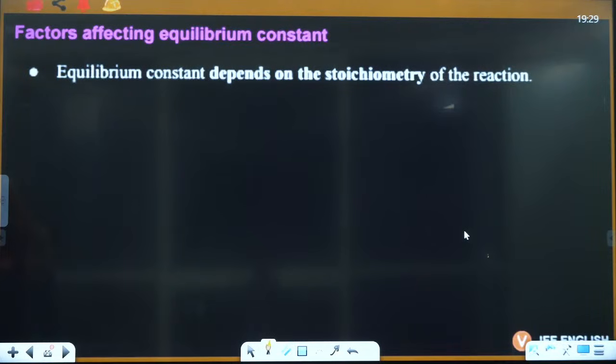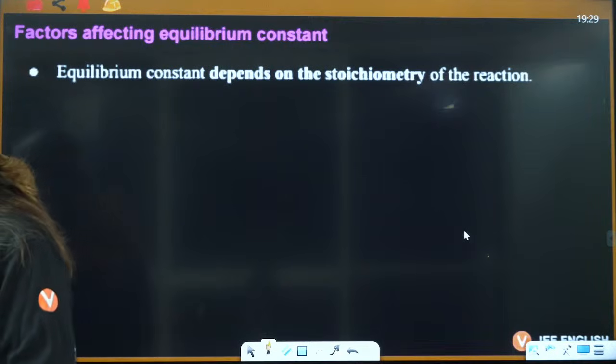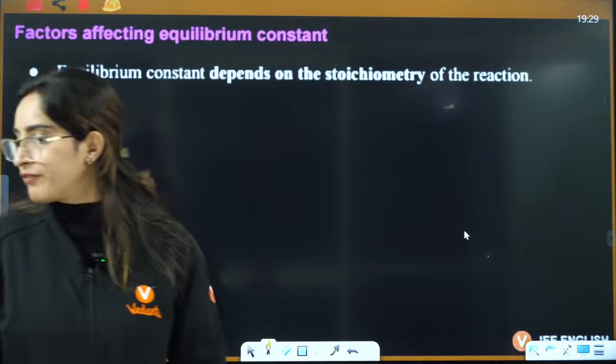At constant averaging, constant Kc is this. A plus B, if take 2 moles. This is the proper question you are giving me. Shayan, is it a proper question? You can do one thing, post it on my Telegram group, then I'll solve it.